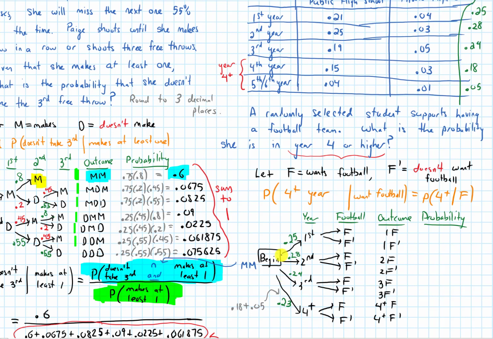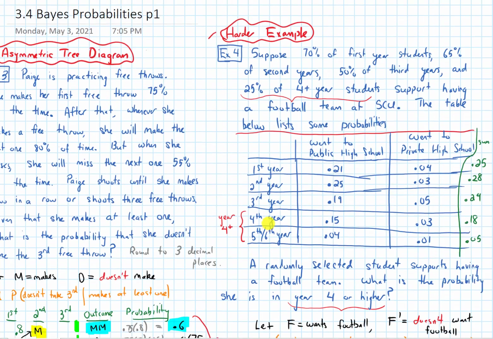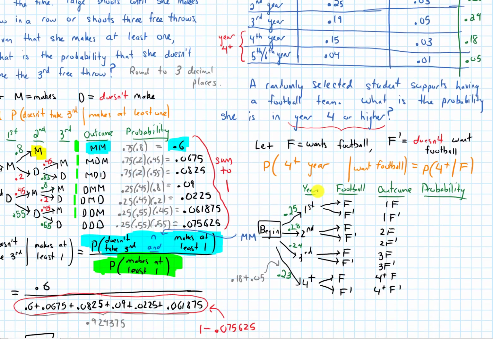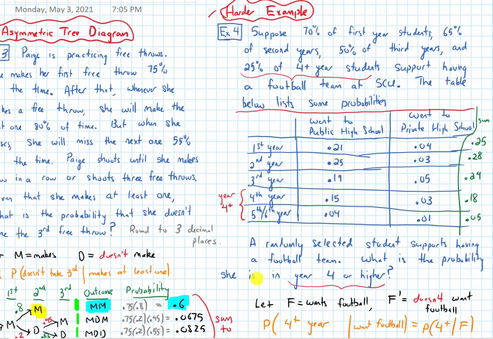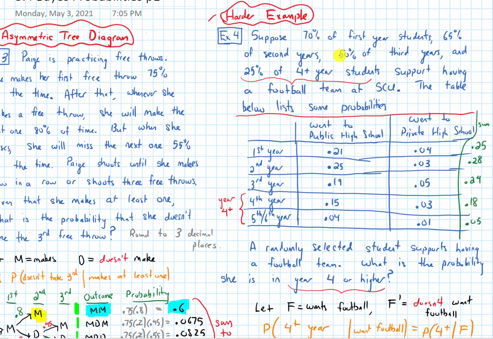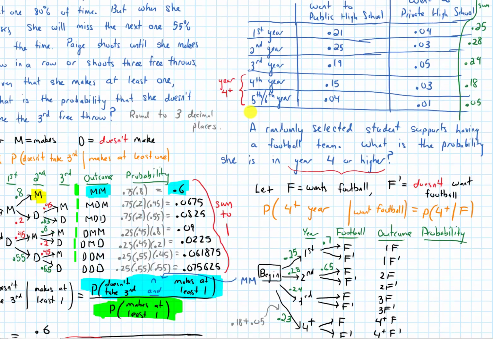Okay, so then what did the problem tell us earlier about what percentages supported having a football team within each class? So 70% of first years supported a football team. So under the first branch, I'm going to write 0.7 going to F. And let's see, for second years, it was 65%. So for second going to F is going to be 0.65.